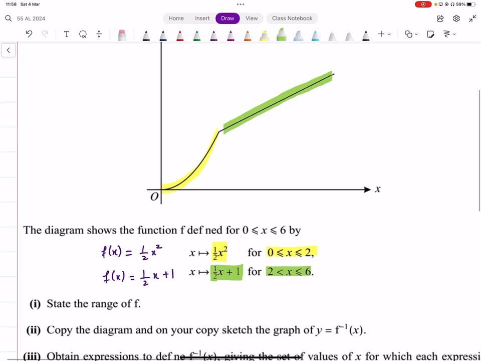You could also mark these values of x on the graph. Starting from 0, up to 2 is your curve. So this point here is going to be 2. And then the end point here is 6. These are those important points on your graph. This point has x coordinate 6 and this one has x coordinate 2. Make sense?